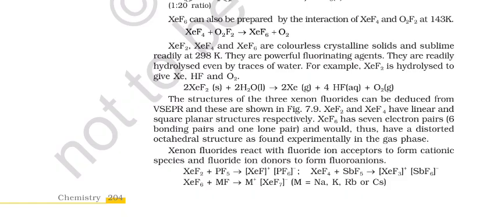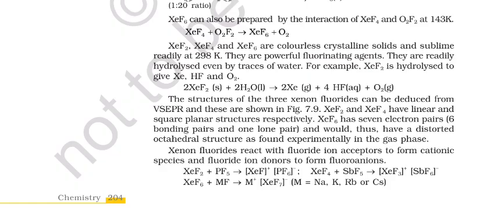They are readily hydrolyzed even by traces of water. For example, XeF2 is hydrolyzed to give Xe, HF and O2: 2XeF2 plus 2H2O gives 2Xe plus 4HF plus O2. The structures of the three xenon fluorides can be deduced from VSEPR theory and they are shown in figure 7.9. XeF2 and XeF4 have linear and square planar structures respectively. XeF6 has 7 electron pairs and would thus have a distorted octahedral structure, as found experimentally in the gas phase.